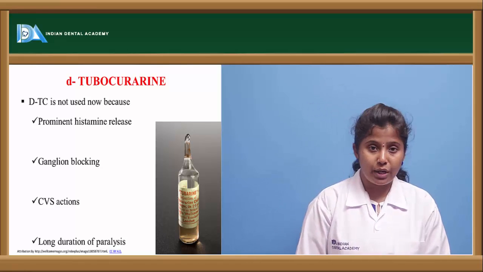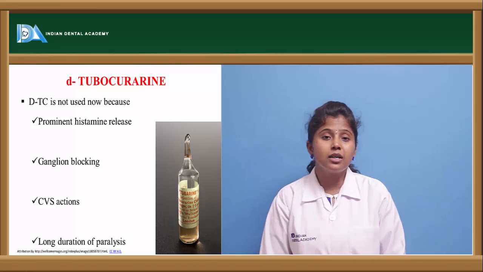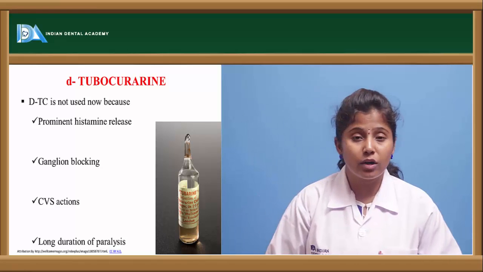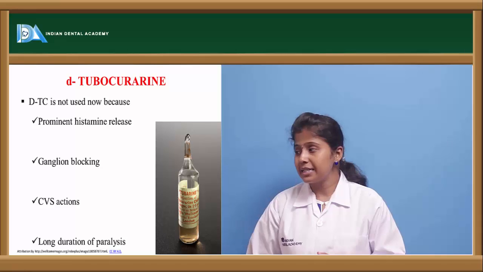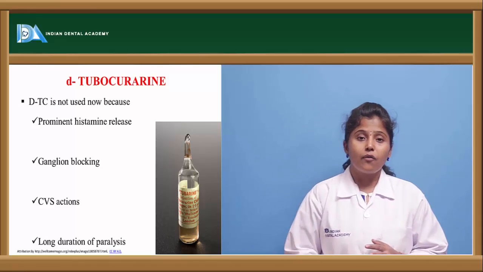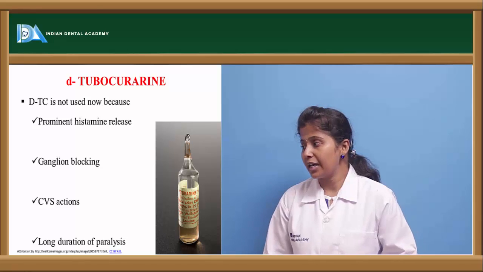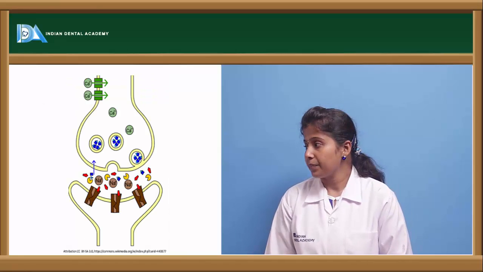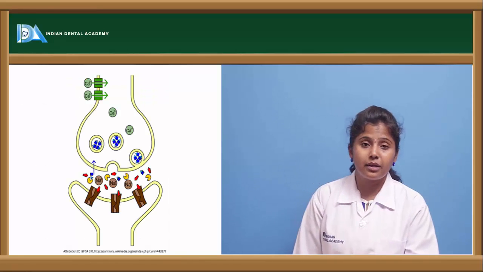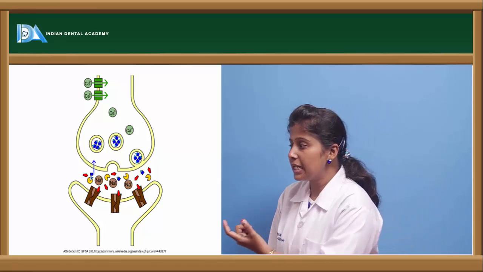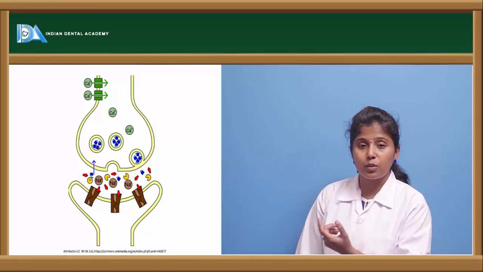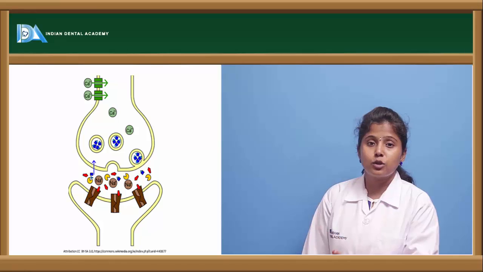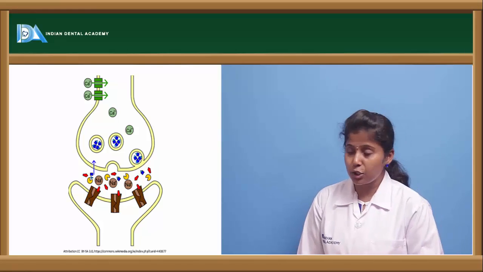First drug is D-tubocurarine. D-tubocurarine is a non-depolarizing neuromuscular blocking agent. It causes ganglionic blockade, and it releases histamine, and thereby it causes a fall in the blood pressure, leading to cardiovascular events, and it has a longer duration of action of paralysis. Regarding its mechanism of action, once it is administered, it won't allow the binding of acetylcholine to the sodium channels, and thereby it prevents the depolarization of the cell.